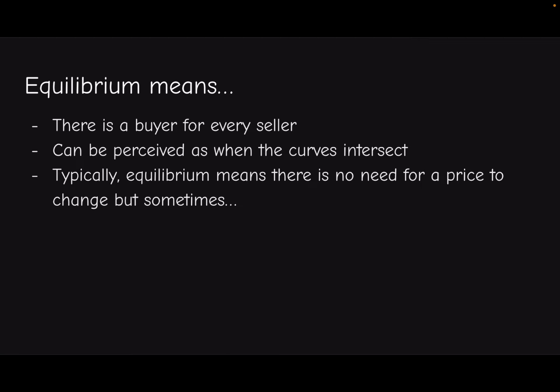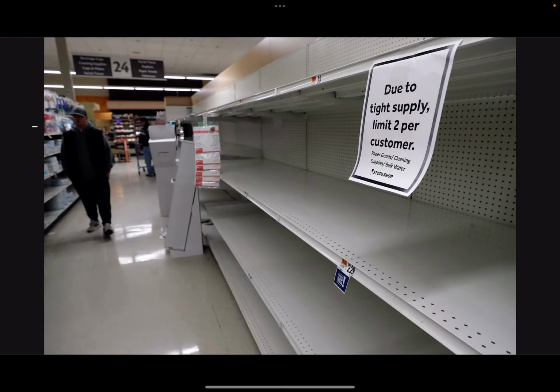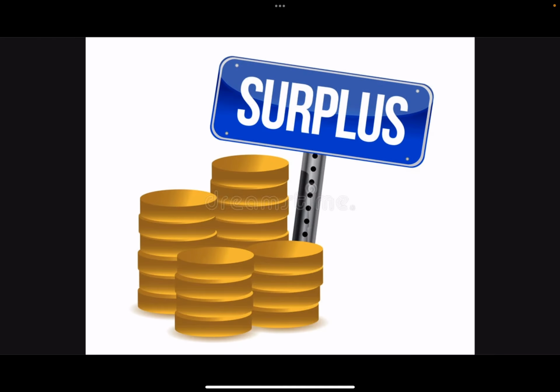And typically, equilibrium means there's no need for a price to change, but sometimes things occur that make that price shift. So when that price shifts, what does that look like? Sometimes when the price is below the point of equilibrium, we can get shortages. That means there's not enough supply to match the demand. And when the price is above the point of equilibrium, we can get a surplus. So that would mean that there's not enough demand to match every supply. Supplied for, sorry.